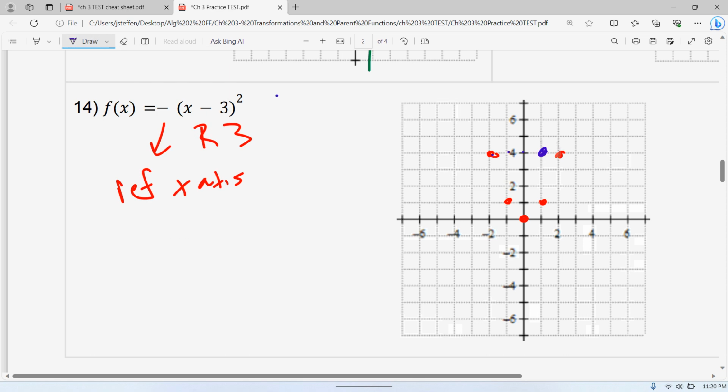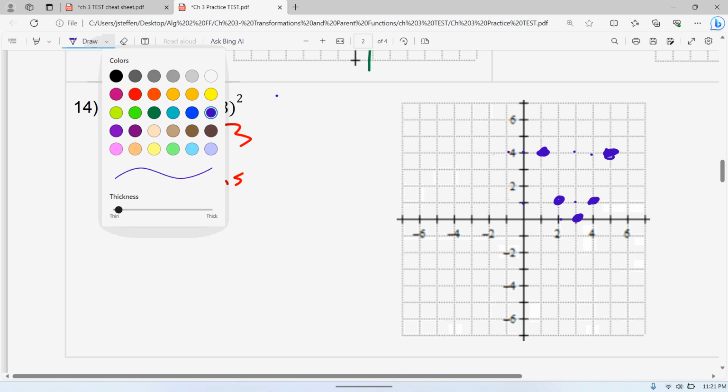Right, the equation of this one, this is an absolute value, so there's a couple different ways you could write this. I know the parent function is absolute value of x, and it goes to the left 3, so I know it's going to be x plus 3. Now, since it opens downward, you can say it's reflected across, so it's a negative.